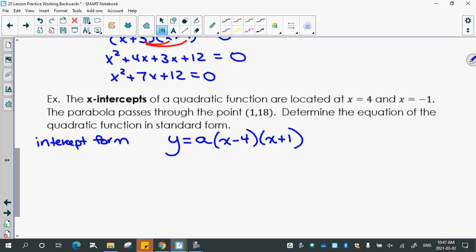Yes? Okay. Now, we don't know A, but we do know that this point (1, 18) is on this parabola, which means when x is 1, y is 18. So if I put 18 for y and 1 in for x, my only unknown would be A. It's a way to calculate the A value. So I can replace y with 18 temporarily and replace x with 1 temporarily in order to calculate the value of A.